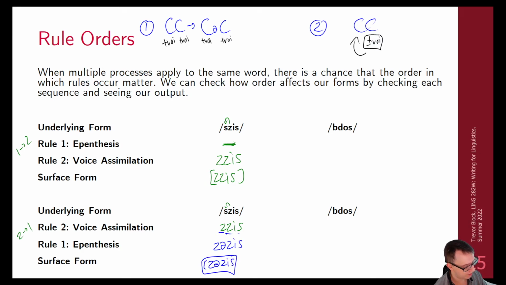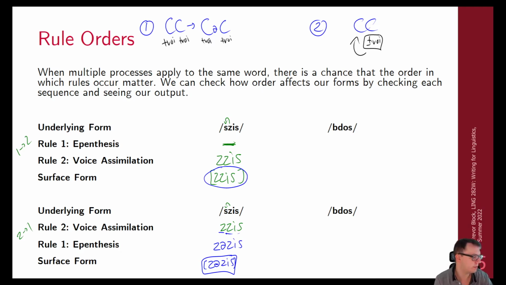And what we see here is that the outputs are different. So rule order makes a difference. What we would have to do is check the language, check speakers to see what they actually pronounce. If they pronounce Zis, then the first table better describes the rules. If they pronounce Zis, then the second table better describes the rules.